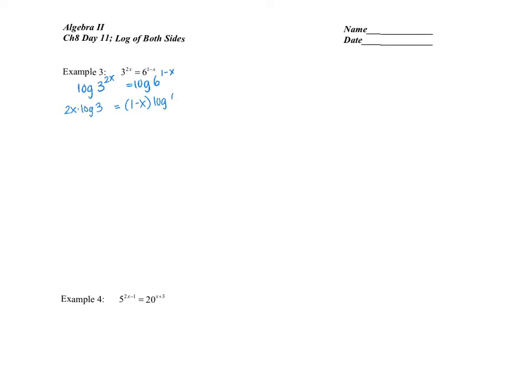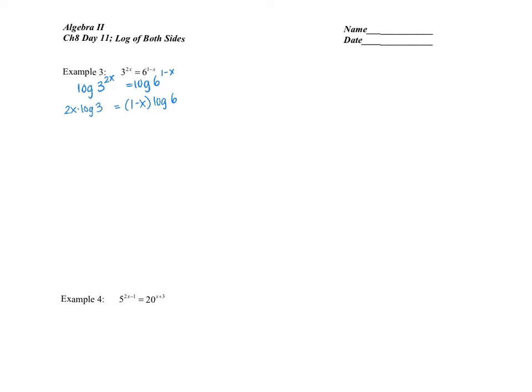times the log of 6. Now, in all of the other examples so far, we've only had an x in one place. Here, we have an x on the left side of the equation and an x on the right side of the equation. So when we're asked to solve for x, well, which x? Well, our goal right now is going to be to try to move all of the terms that have an x to one side of the equation and all the terms that don't contain an x to the other side of the equation.